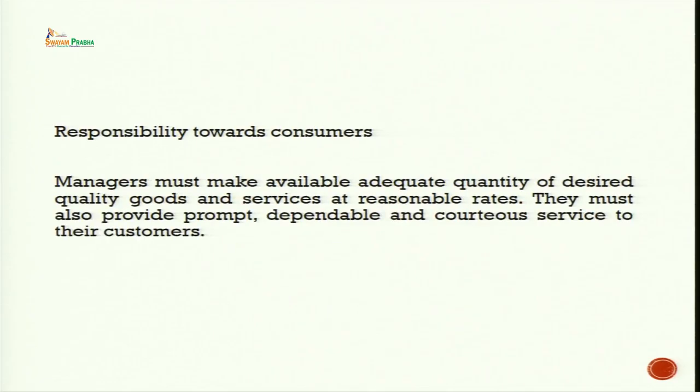After employee comes the manager's responsibility towards the consumer. When it comes to consumer, manager must make available adequate quantity of desired quality goods and services at reasonable rates to the customer. They must also provide prompt, dependable and courteous service to their customer. The support of customer is very much critical for any business house and survival and growth of that business.